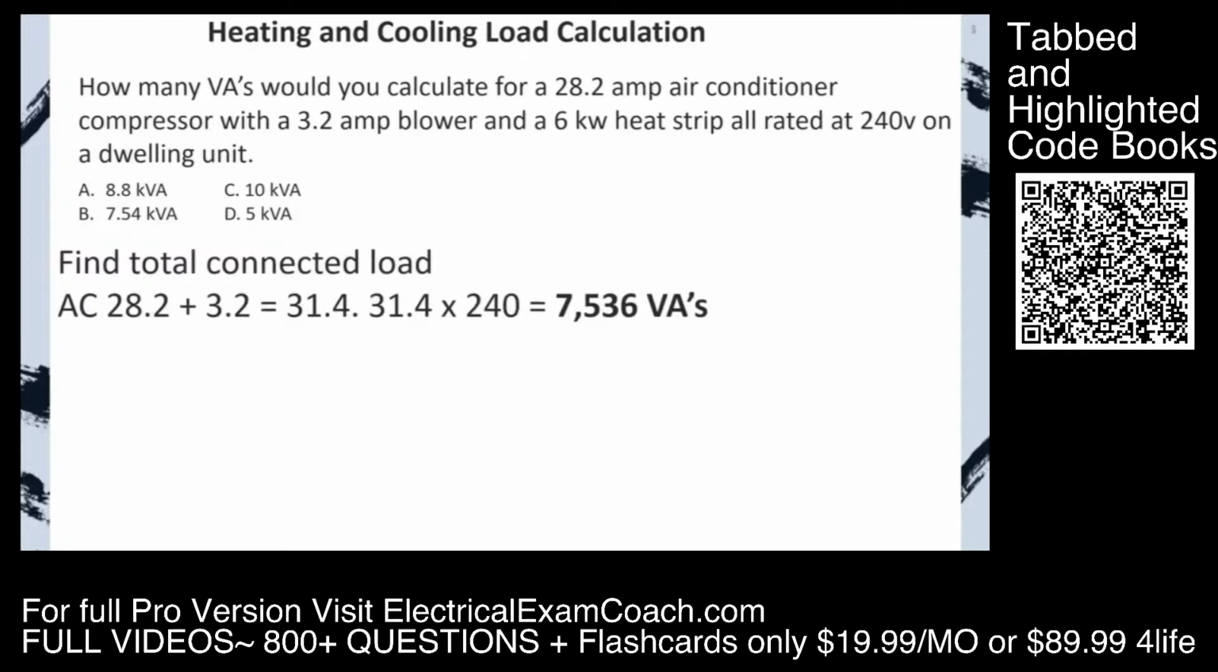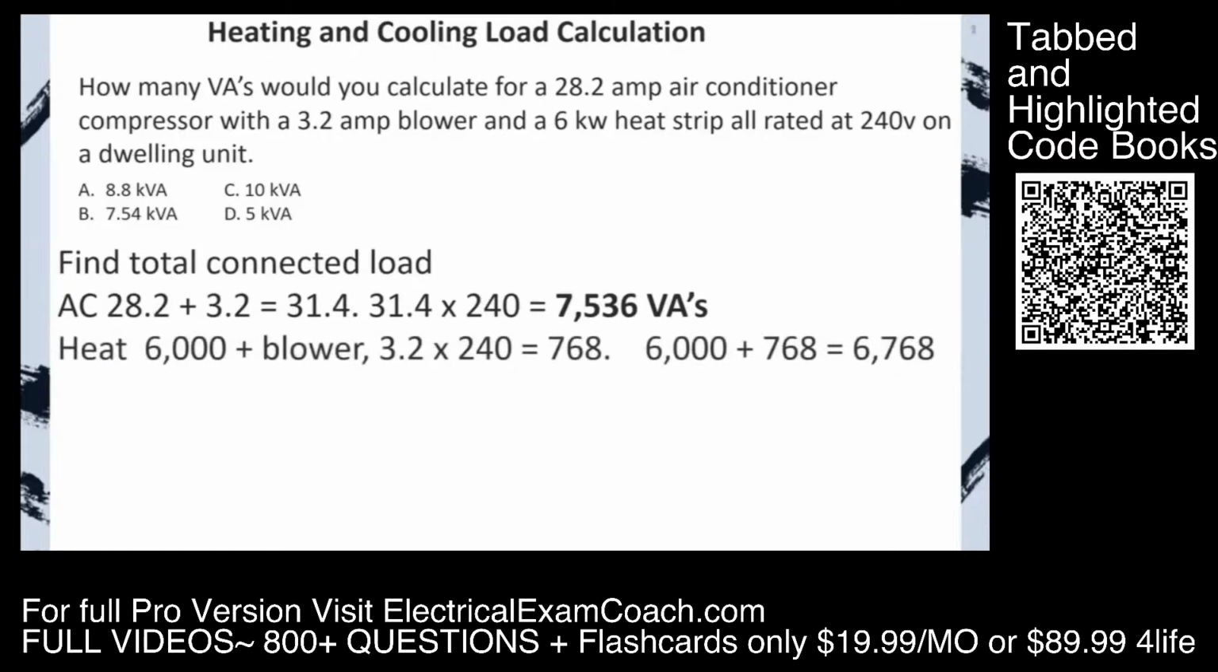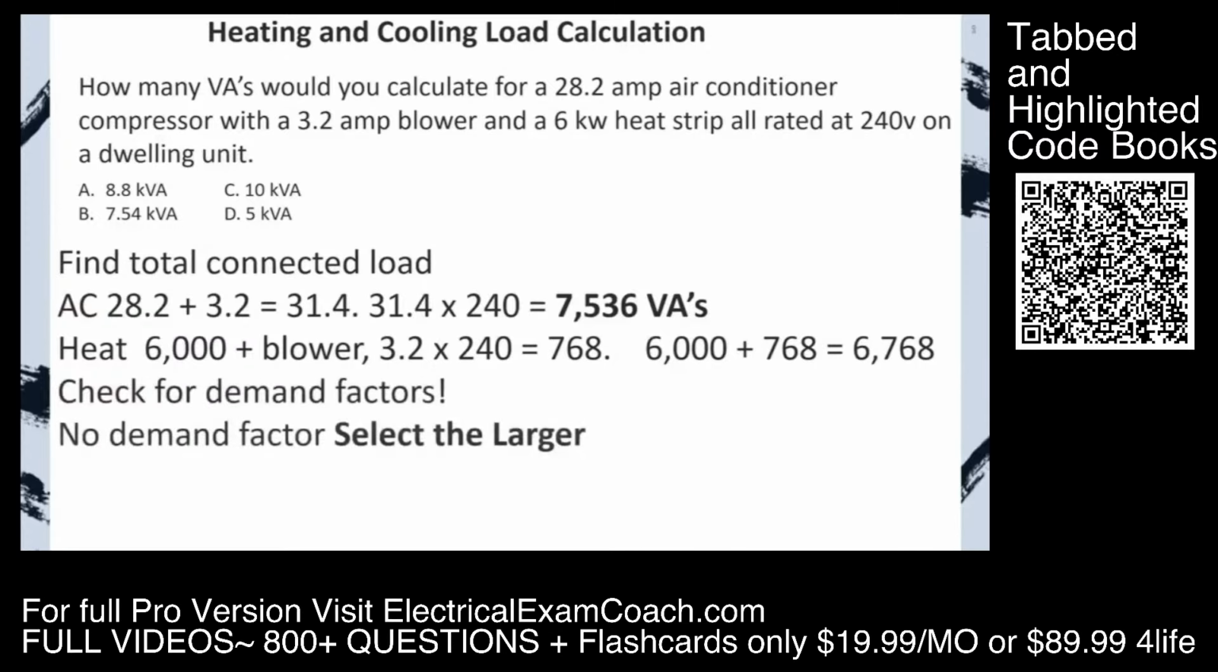Now let's do our heat. We know that we had 6 kW to start with. Then we need to add our blower motor. We take our blower motor at 3.2 multiplied by the voltage, and that gives us another 768 VAs. We total those two together, and we check for demand factors. There are no demand factors on this part of the code, so we're just going to select the larger, and in this case, we're going to select the cooling.